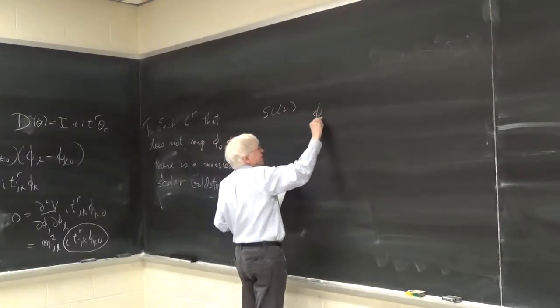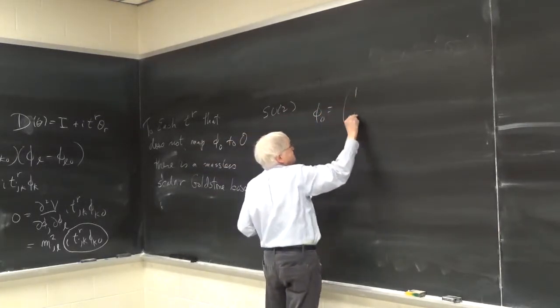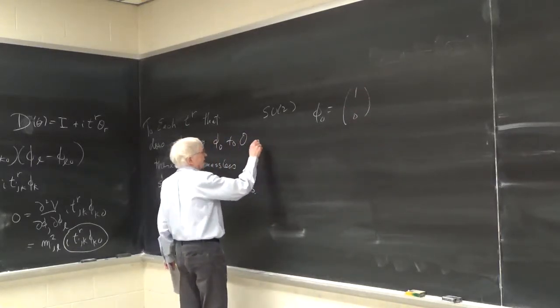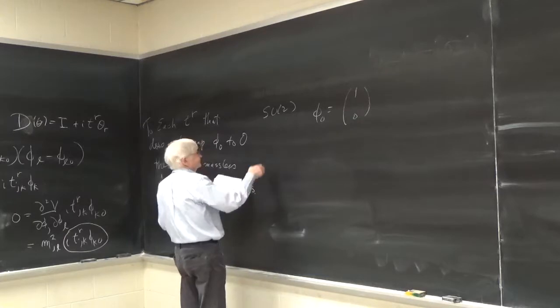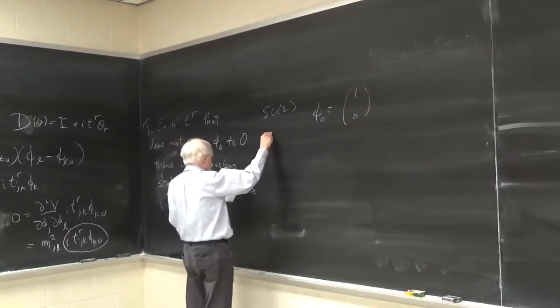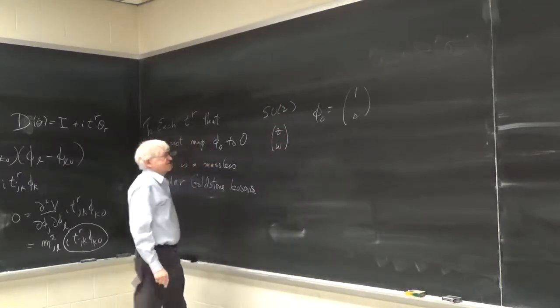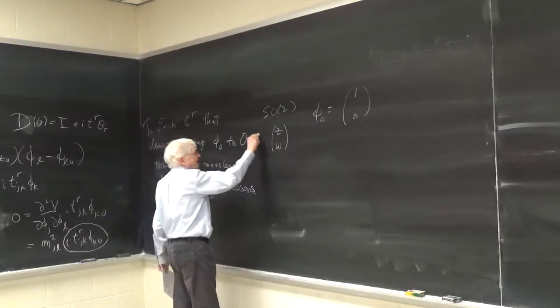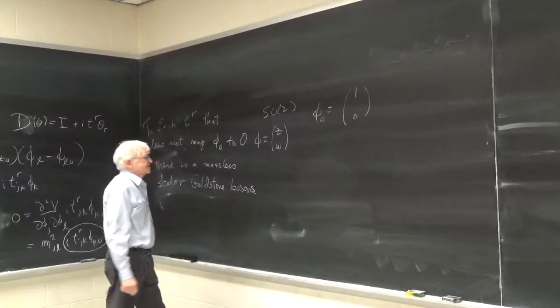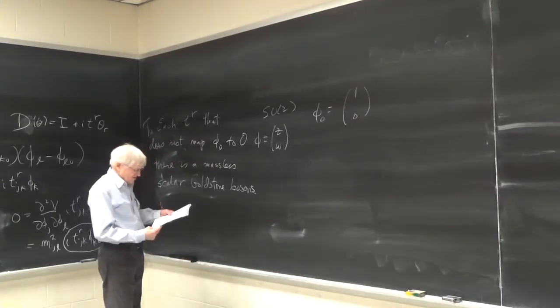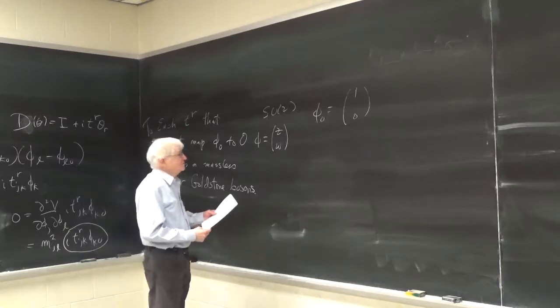Suppose the minimum vector phi 0 is just (1, 0). So this SU2 is acting on doublets, which are two complex numbers. In general, phi is two complex numbers, and it's acted upon by a 2x2 unitary matrix of determinant 1.